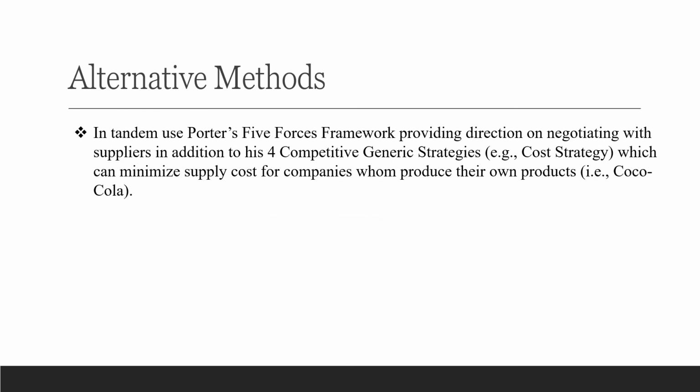For alternative methods, in tandem use Porter's 5 forces framework, providing direction on negotiating with suppliers, in addition to his 4 competitive strategies, which is an example like a cost strategy, which can minimize supply costs for companies who produce their own products like Coca-Cola.